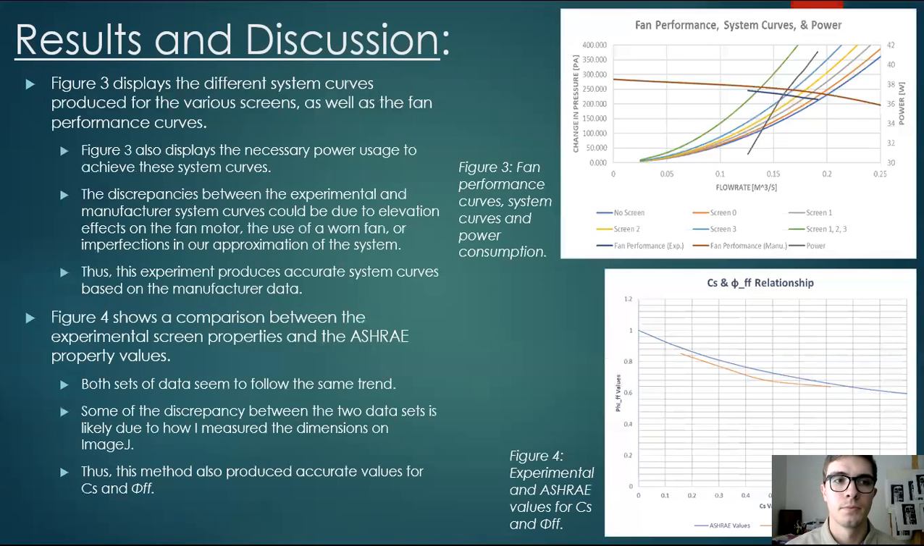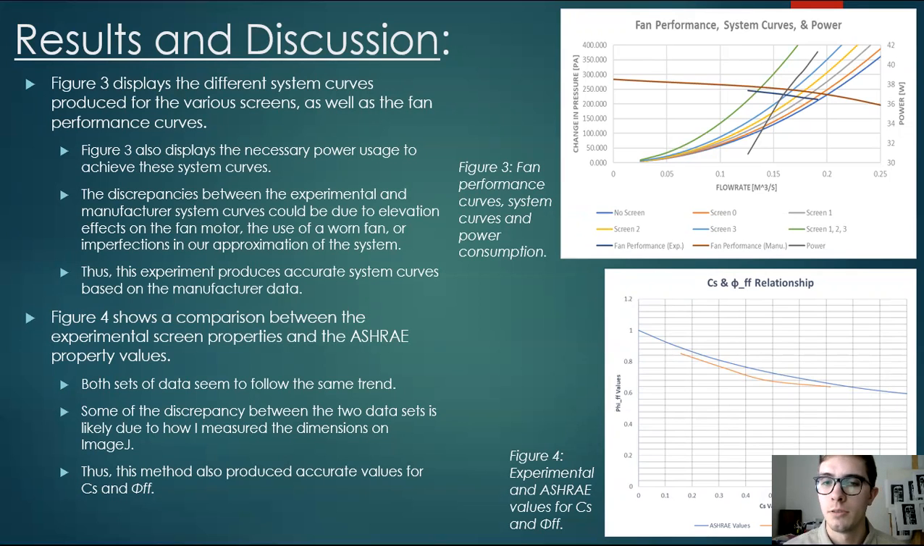applications. Onto the plots. Figure 3 displays the different system curves produced by the various screens, as well as the fan performance curves. As you can see, the lines sweeping up to the right are our system curves for the different screen configurations, and the lines sweeping kind of down to the right are our fan performance curves.